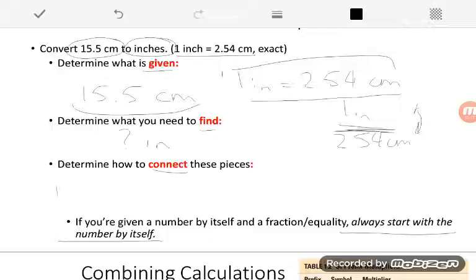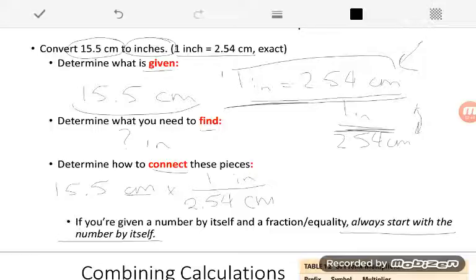So I'm going to start here with the 15.5 centimeters, and I'm going to set up a conversion. Since I had centimeters here, I'm going to have to put centimeters on the bottom. So I go back to my relationship and say, oh, I already know that 1 inch is equal to 2.54 centimeters. So I can put inches on the top and centimeters on the bottom. The 2.54 goes with the centimeters, and the 1 goes with the inch.